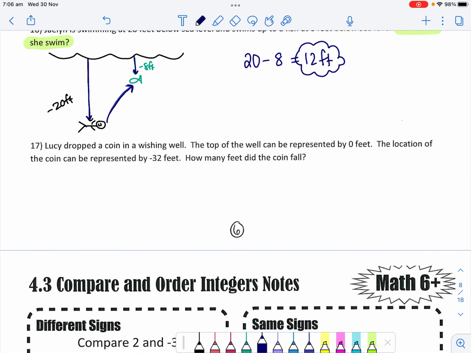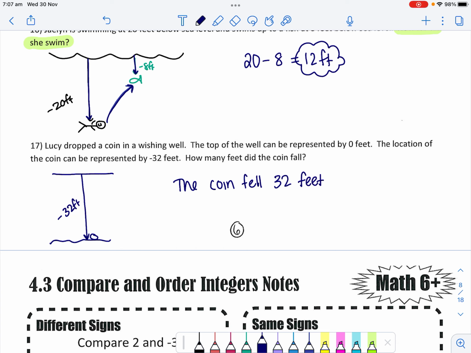Number 17 says Lucy dropped a coin in a wishing well. The top of the well can be represented by 0 feet, and the location of the coin can be represented by negative 32 feet. So here is the top of the well, and here is the bottom. And the coin went down. So here's my coin, negative 32 feet. So the coin fell 32 feet.